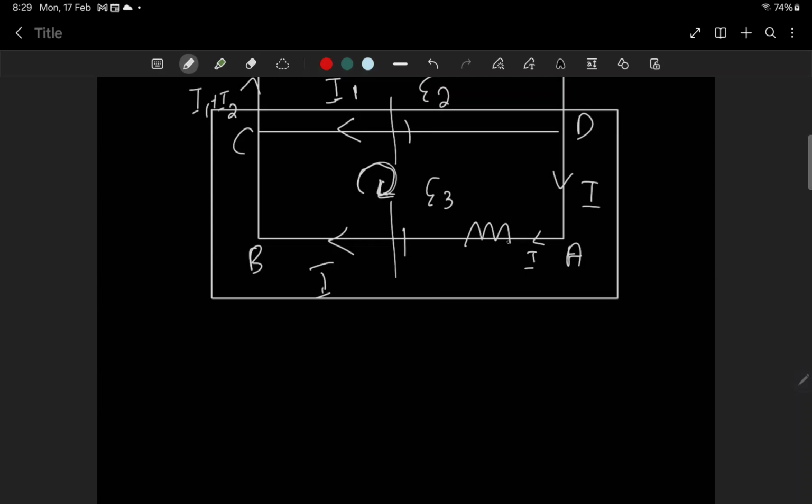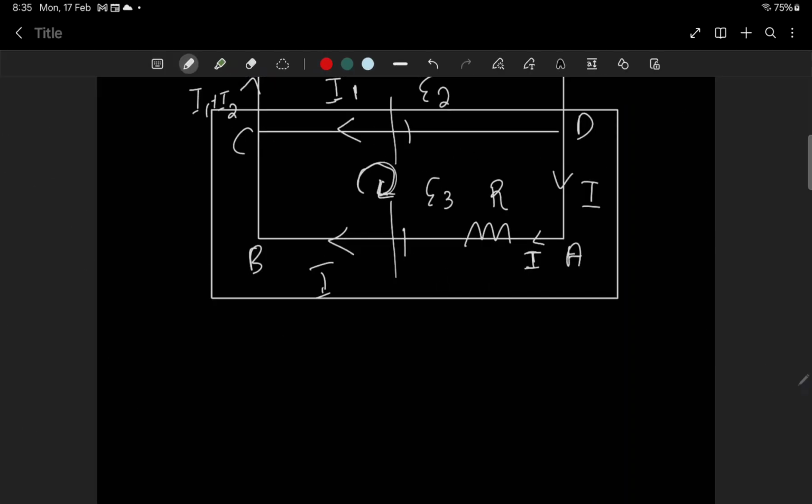When I am walking from A, I see a resistor R. The current is going the same way that we are moving. From A to B, first I saw a resistor. Current is going like this, and we are also traveling like this. If we are traveling along the same direction as the current through a resistor, then it becomes minus IR. We will take it as minus.